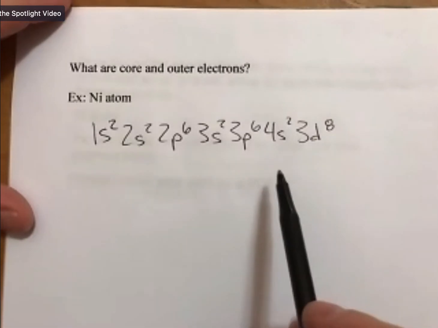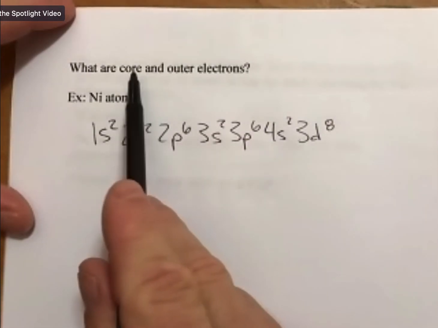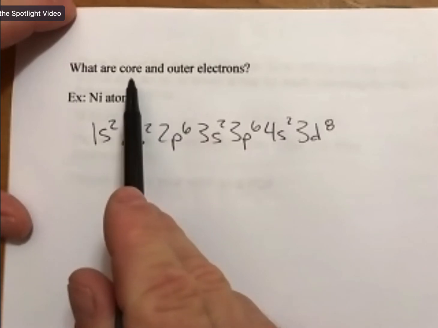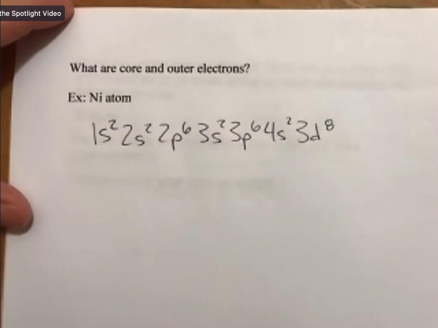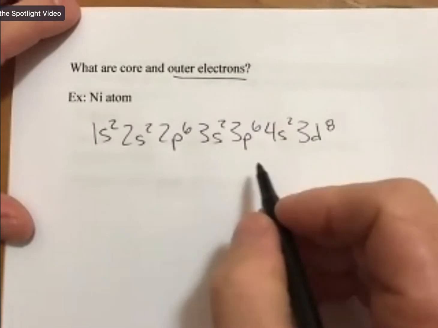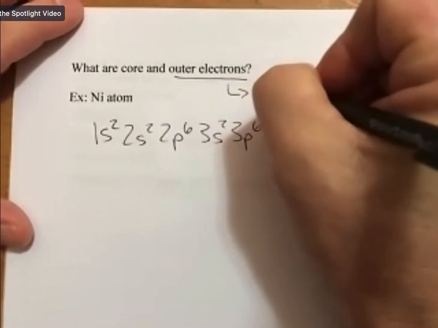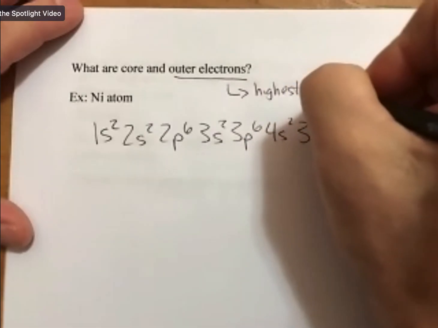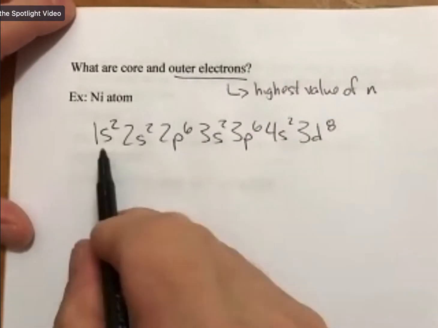Now, core and outer electrons. Core electrons are going to be any electrons, well, I guess let's start with outer electrons. Outer electrons are going to be electrons with the highest value of n. And n, remember, is the number right here.